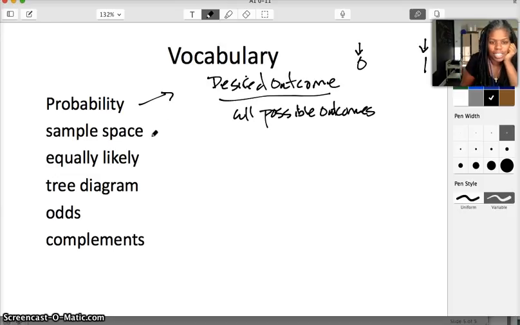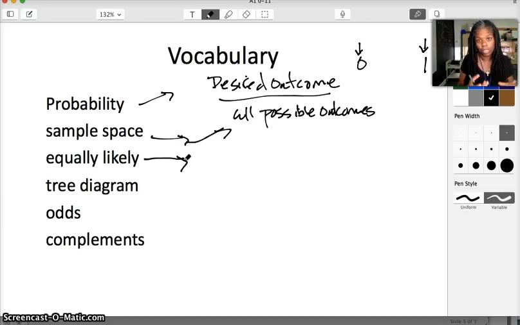Let's look at the next one, sample space. Sample space just refers to all possible outcomes, all right? So sample space is everything that can occur. Equally likely is when things are equally likely to occur. Let's say I had a single die, which I have one here. If I were to roll this die, if it's a legal die, it's equally likely that I can get any number from 1 to 6. So that's what equally likely means.